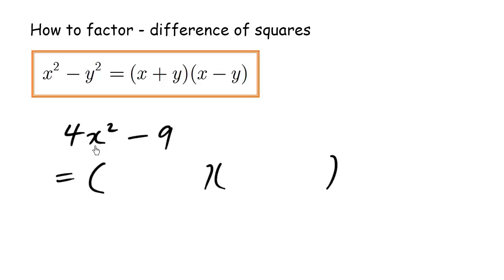What times what becomes 4x squared? Let's try 2x times 2x. Indeed, 2x times 2x is 4x squared. 2 times 2 is 4. X times x is x squared. Now, using difference of squares, we always write plus minus. The common mistake is to write plus plus or minus minus. And what times what becomes 9? 3 times 3 becomes 9. This is great. We successfully factored this harder question.